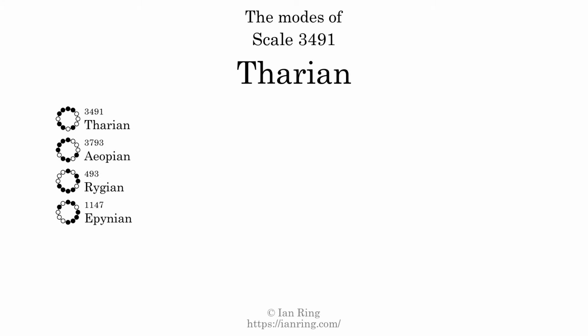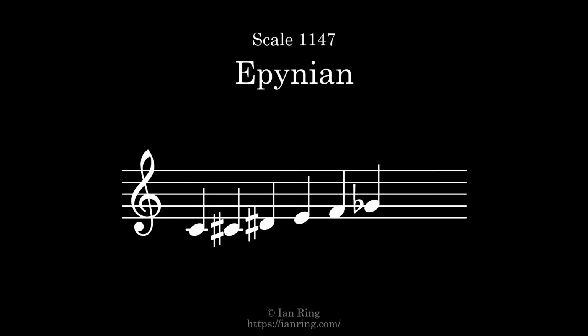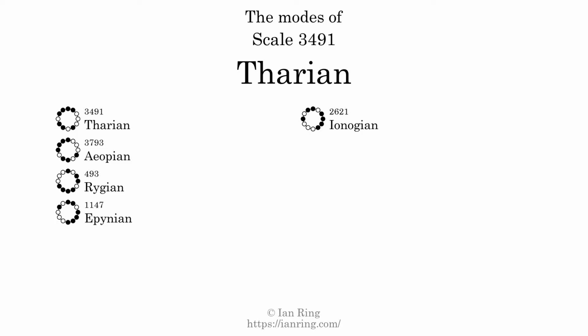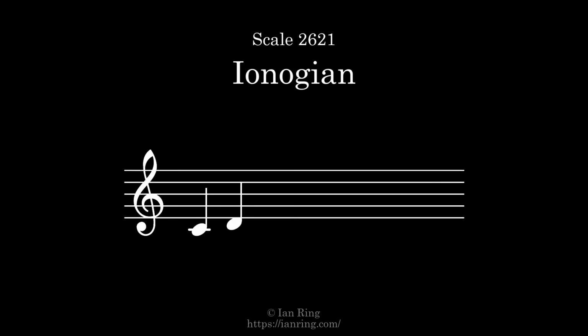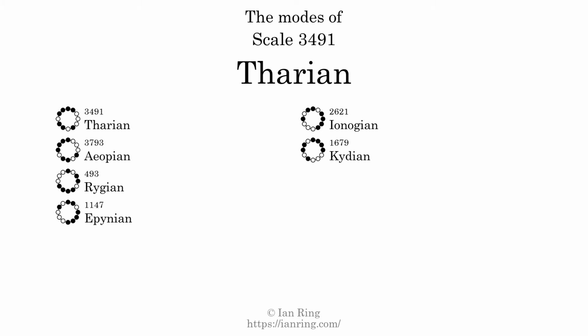The fourth mode is scale 1147, also known as Aeolian. It sounds like this. The fifth mode is scale 2621, also known as Aeolygian. It sounds like this. The sixth mode is scale 1679, also known as Kaidian. It sounds like this.